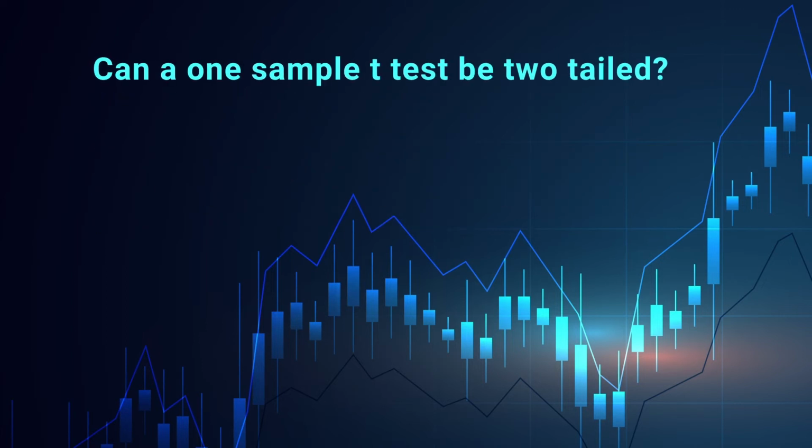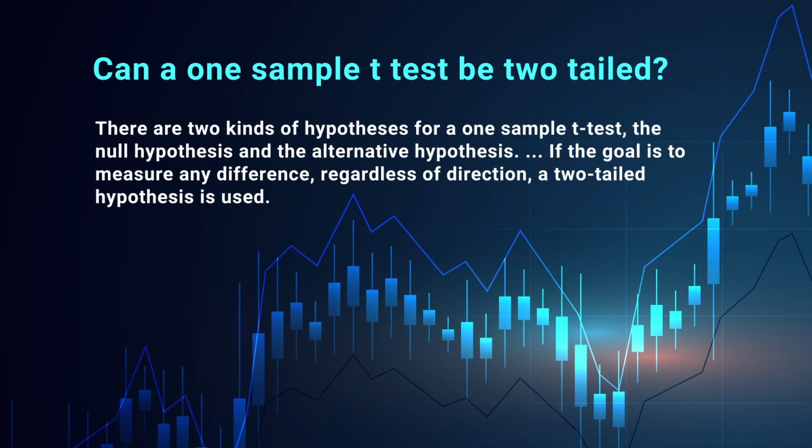Now the question is, can a one-sample t-test be two-tailed? There are two kinds of hypotheses for a one-sample t-test: the null hypothesis and the alternate hypothesis, which we have already covered in the chapter on hypothesis, and in this session and the past session we are focusing more on the test. If the goal is to measure any difference regardless of direction, a two-tailed hypothesis is used.